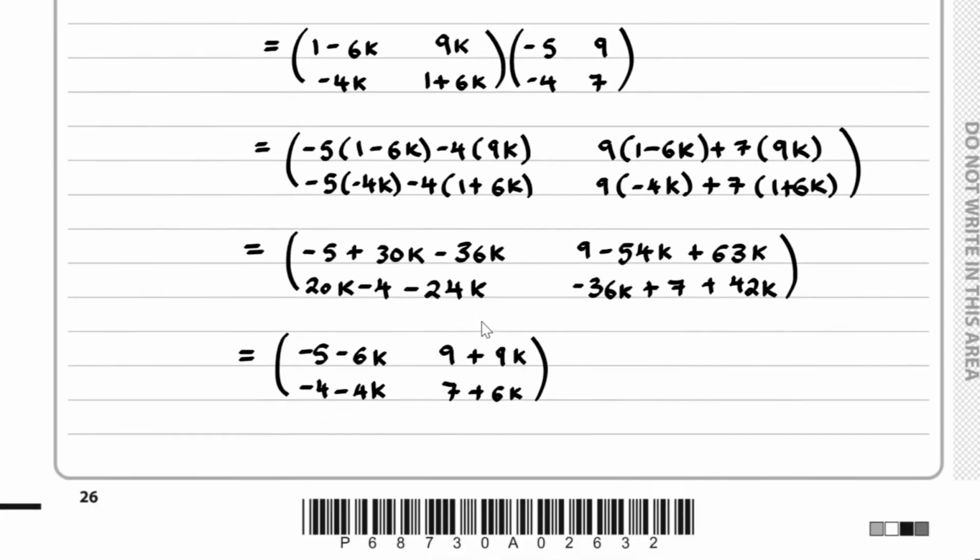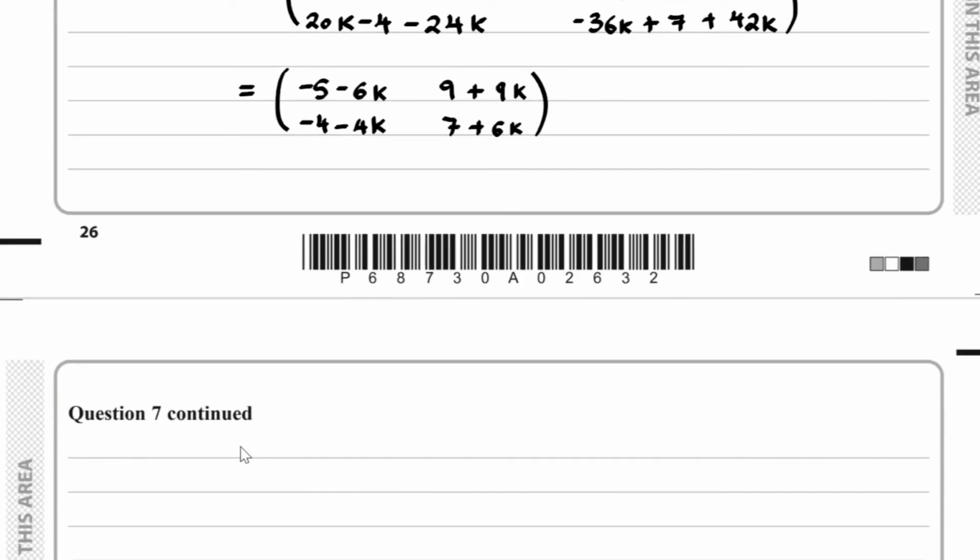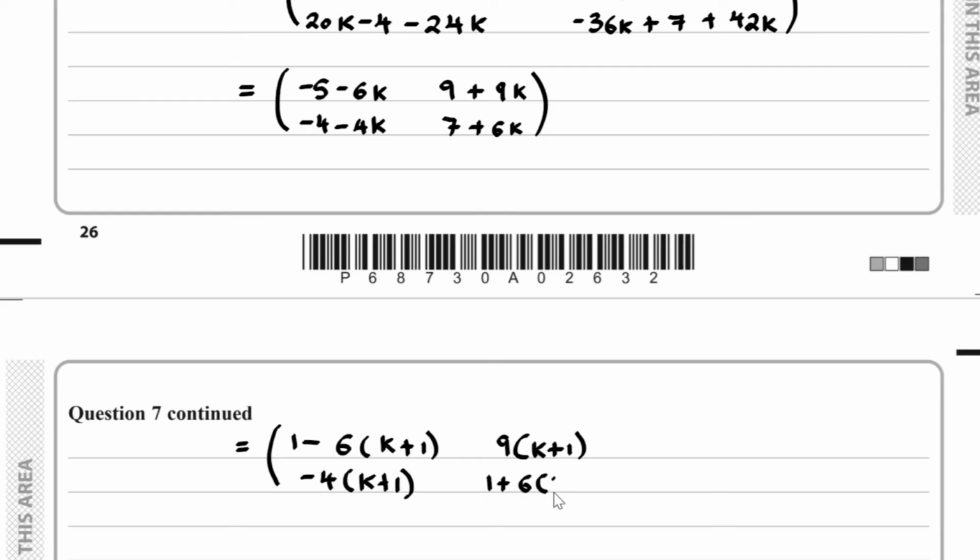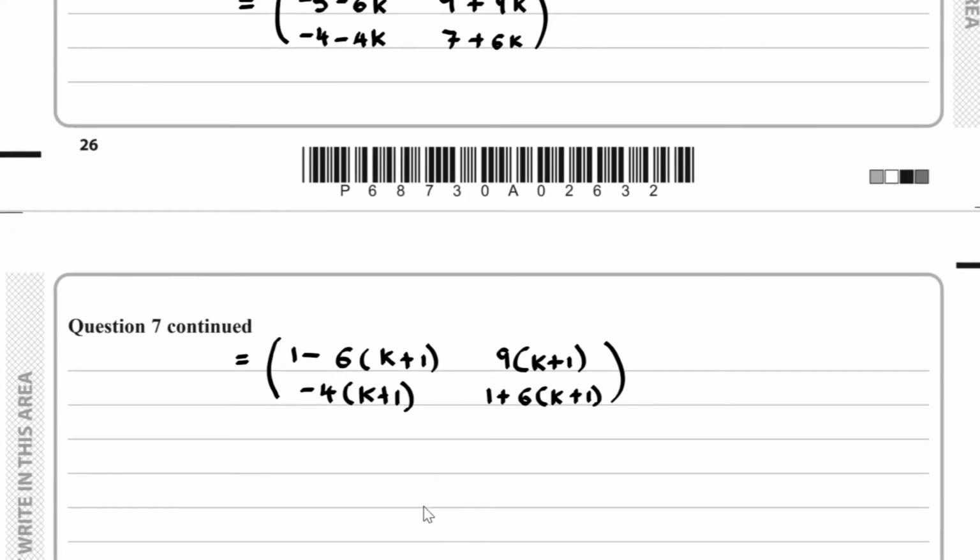Well, yes it is. And you can expand the brackets to double check that. So here this is the same as 1 minus 6 times by k plus 1, because here I end up with minus 5 minus 6k. And then here I can factorize out a 9, leaving me with k plus 1. And here I can factorize out a minus 4, and then I've got k plus 1. And here I've got 1 plus 6 times by k plus 1. And that's exactly what I wanted to show.